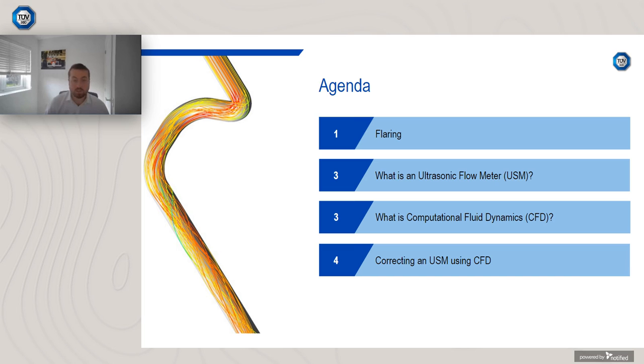So for the agenda today, I'm going to be discussing what flaring is. I am also going to talk about what an ultrasonic flow meter is and why we would use one of these over another flow meter. I'm also going to briefly touch on what computational fluid dynamics is, and I'm going to show you a few examples of how we used CFD to correct ultrasonic flow meters.